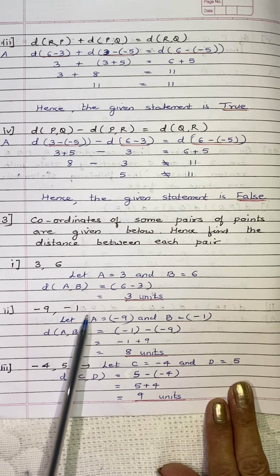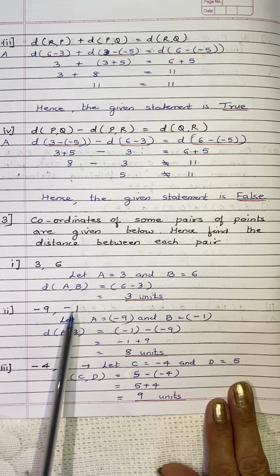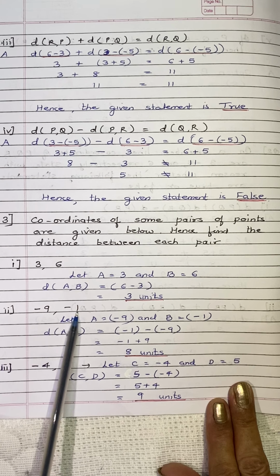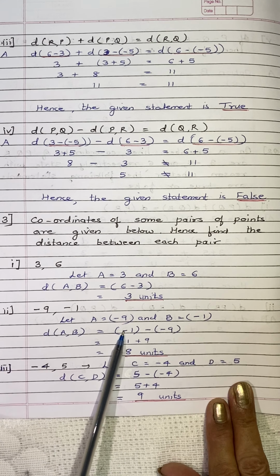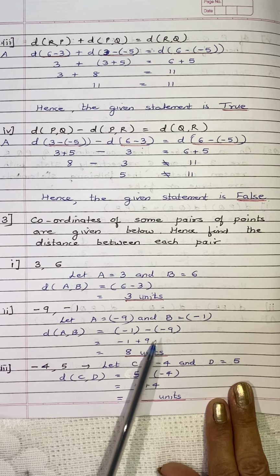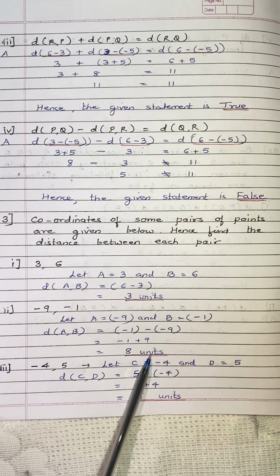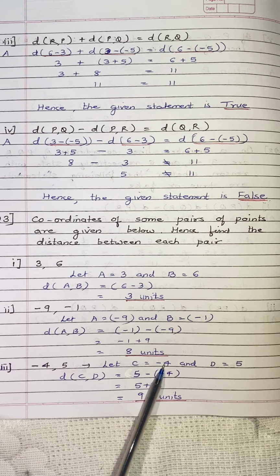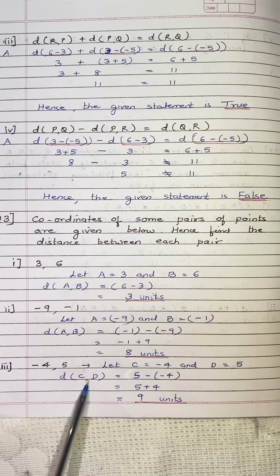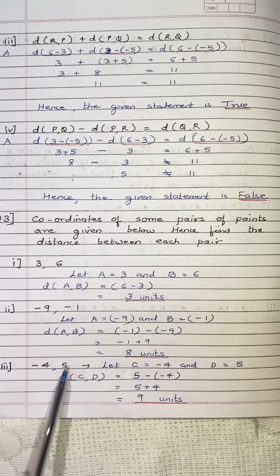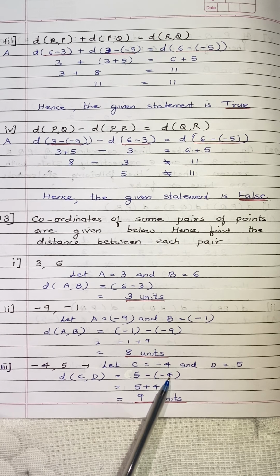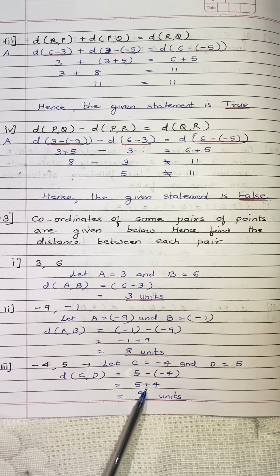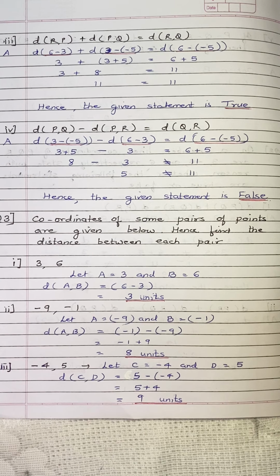Second, negative 9 and negative 1. Let A be negative 9 and B be negative 1. So distance between AB: negative 1 is bigger than negative 9, so negative 1 minus negative 9. Minus into minus plus, negative 1 plus 9, we have got 8 units. Third one, negative 4 and 5. Let C be negative 4 and D be 5. Distance between CD: 5 is bigger, so 5 minus negative 4, minus into minus plus, 5 plus 4 is 9 units.